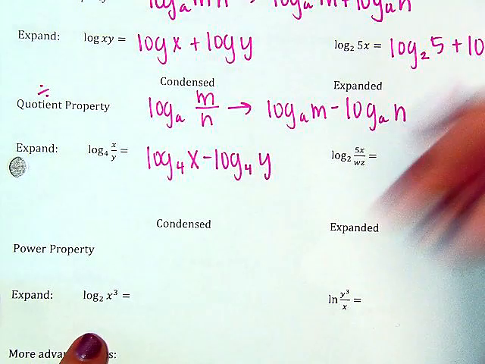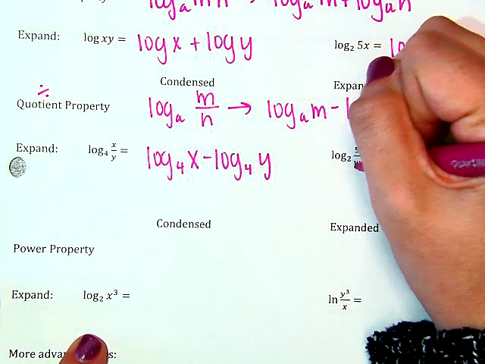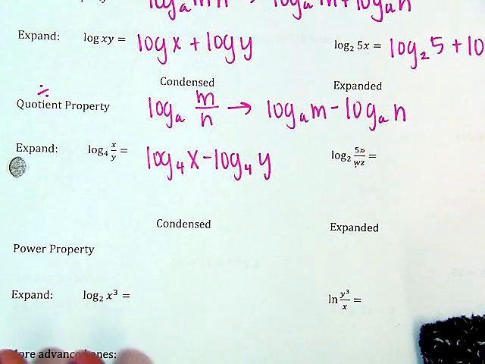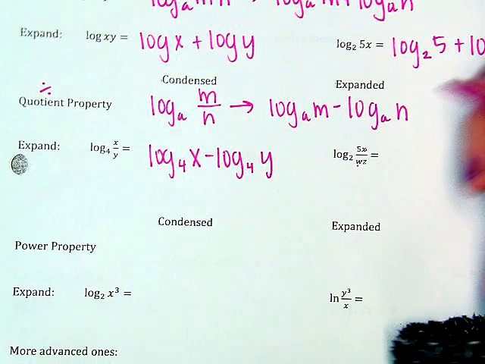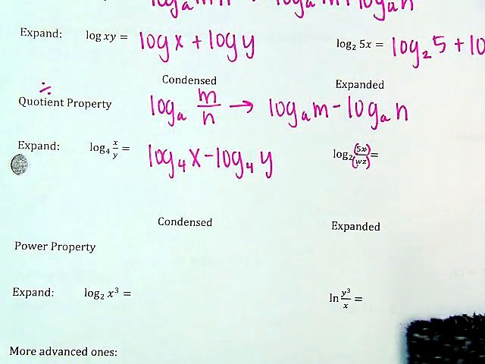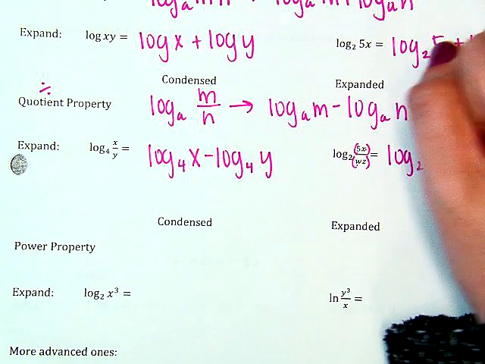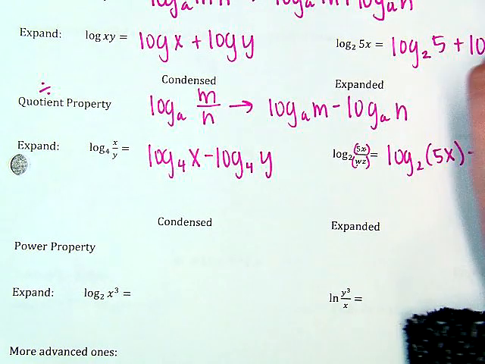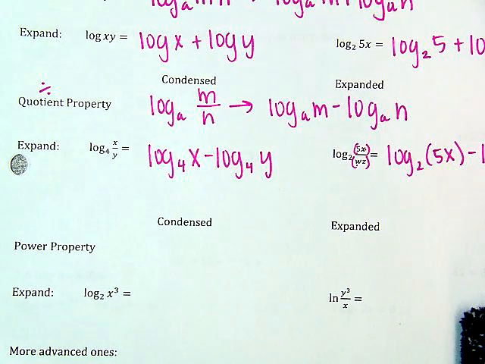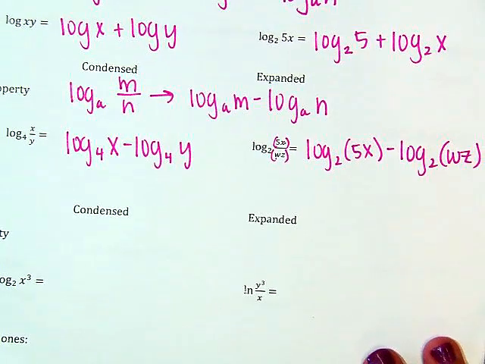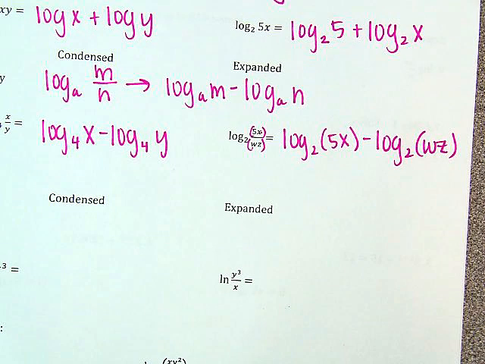This one's a little bit trickier. We got 5x, w, and z. We have 4 parts here. So we're going to split up the top and the bottom first. So we got log base 2 of 5x minus log base 2 of wz. Just splitting up the top from the bottom.